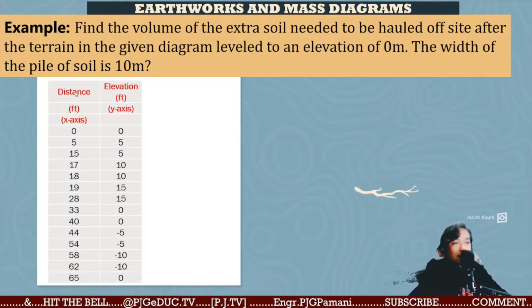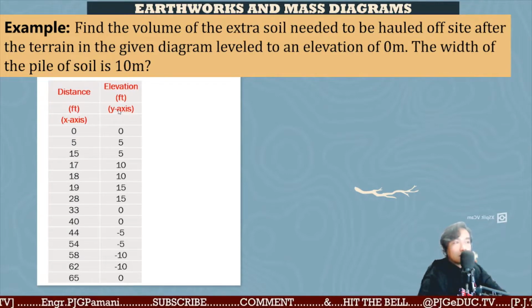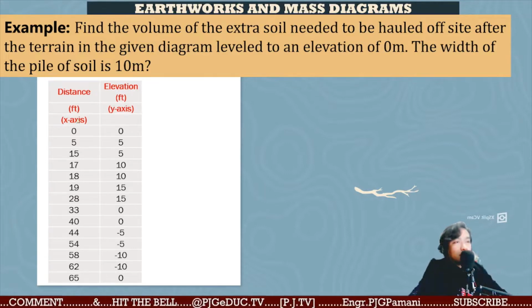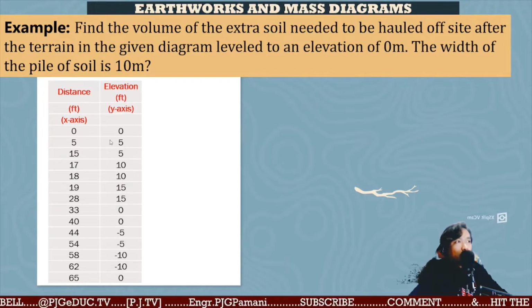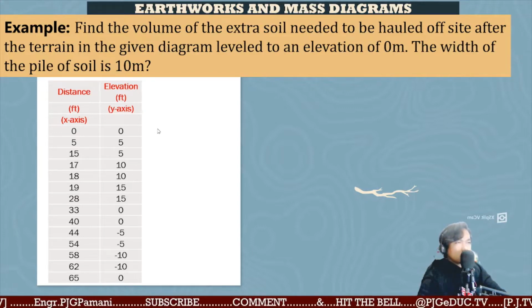The distance or the stationing is shown in feet, along with the elevation. Naka-feet. Bakit naka-feet? Dapat naka-meters yan. So that's supposed to be meters. Palitan nyo na lang, supposed to be in meters. Okay? Then pakipalit na lang yung feet sa meters.